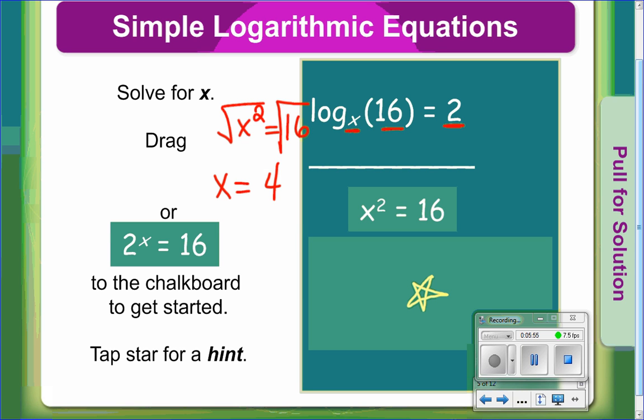But actually, when we're working with logarithms, we want to always keep our base positive. So this value, this x, is always just going to be positive. So when we square root both sides, x is just equal to 4. Okay, so that's our final solution there.